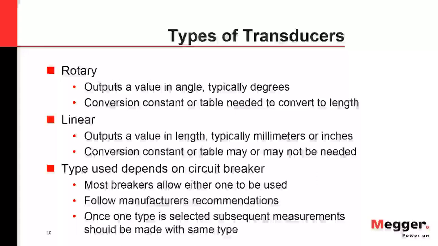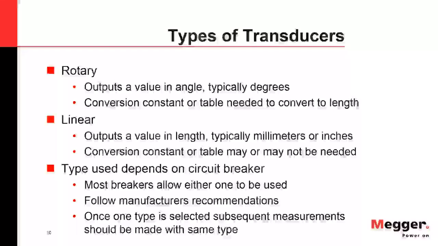The other one, and the one that we're a lot more familiar with, I'd say in the U.S., because of dead tank breakers and your bulk oil circuit breakers, are linear transducers. This one measures in length and outputs a value in length, typically in millimeters or inches. Most modern SF6 breakers and vacuum breakers give it to you in millimeters, but your old bulk oil circuit breakers are mostly in inches. If you hook up direct connect, you don't need any kind of conversion constant, but sometimes you might need a conversion constant or table to convert over as well.